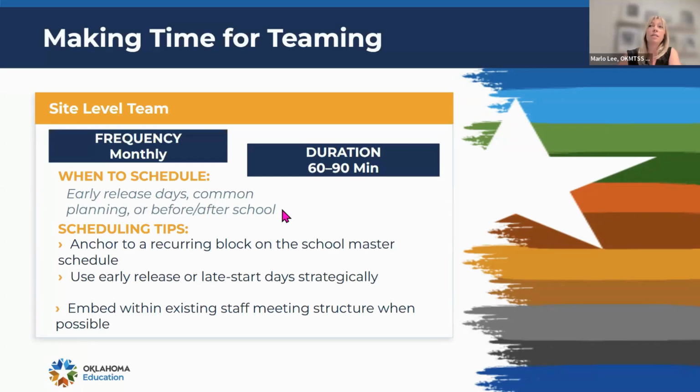to get together to make sure your site is implementing MTSS the way you had planned, and that they have all the resources and tools they need. Look at overall data, and make sure that students are making growth. Some more scheduling tips are to anchor to a recurring block on the school master schedule.